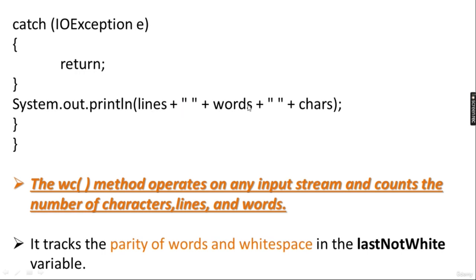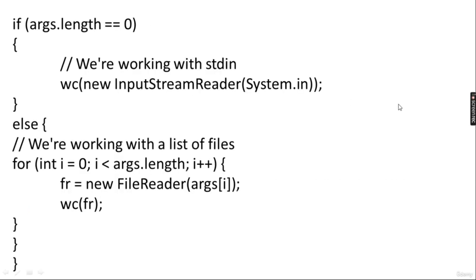So next, lines, words, and characters. Okay, so the program will run in either of two cases. Either we provide arguments as file names, .txt and so on, or otherwise we provide no arguments. No arguments means we will read the words from the console, and we will then count the lines and words. Okay.